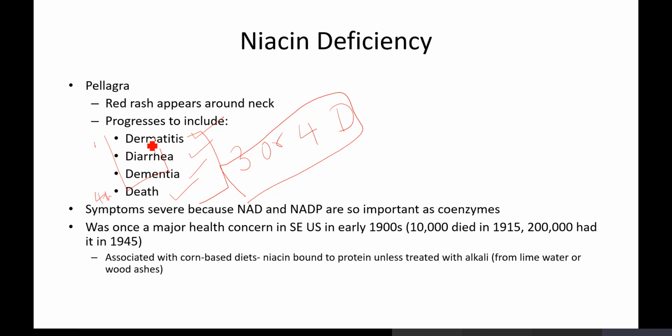Dermatitis, what is dermatitis? Inflammation of the skin, usually found in the areas of the skin that are exposed to sunlight, basically the neck, the dorsal part of the feet or ankle, or part of the face. Diarrhea may be in the form of loose stools, often with blood or mucus, and prolonged diarrhea leads to weight loss. Dementia is also associated with the degeneration of the nervous system.